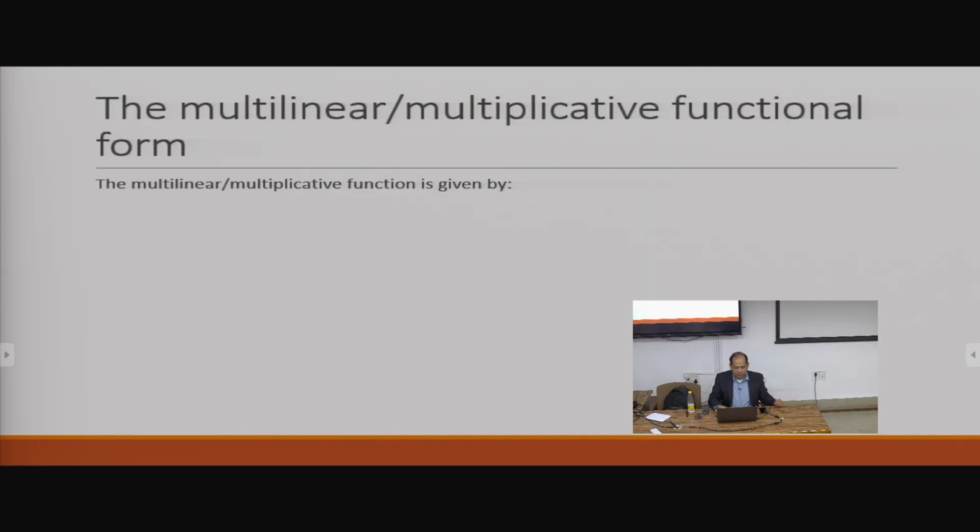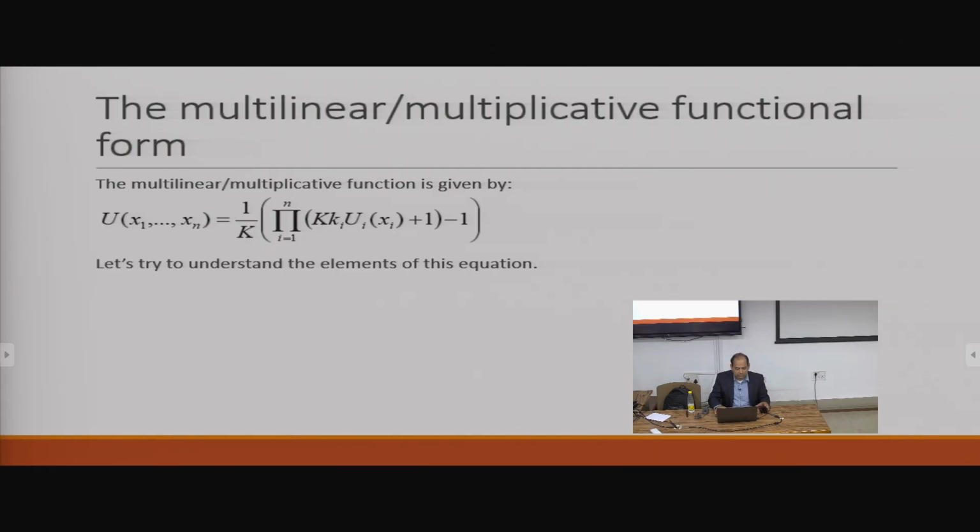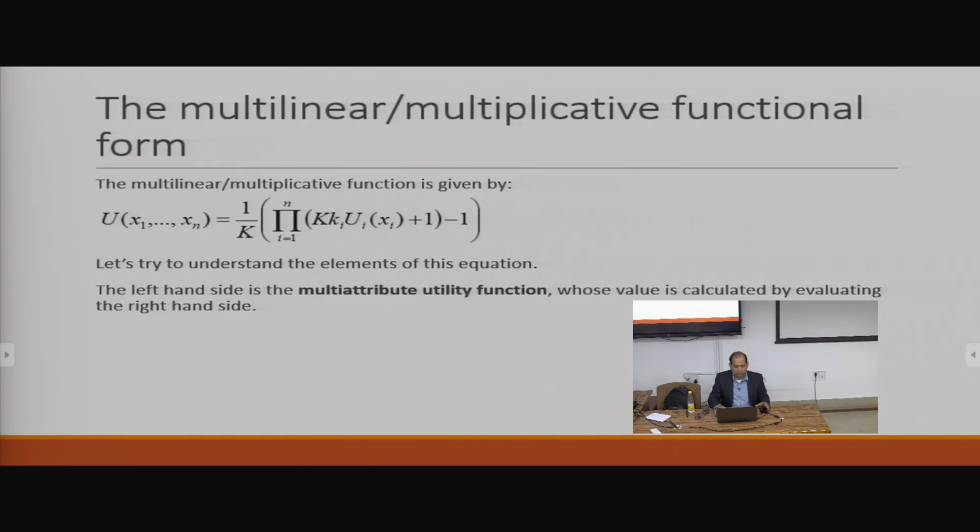Okay, so I'll just quickly go over the multilinear functional form. It looks like this. You have, let's say, attributes x1 through xn, and you have already assessed, based on the methods we've already talked about, the single attribute utility functions, ui(xi). If you use this expression on the right, you calculate the multi-attribute utility for an alternative with different values for different attributes.